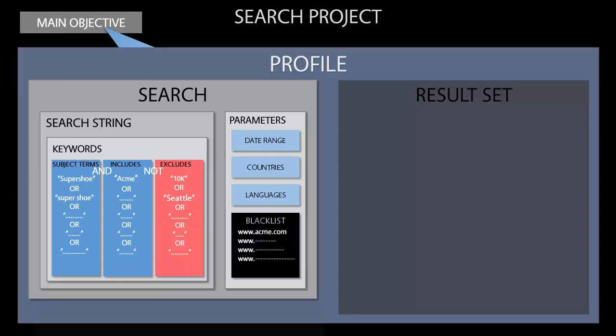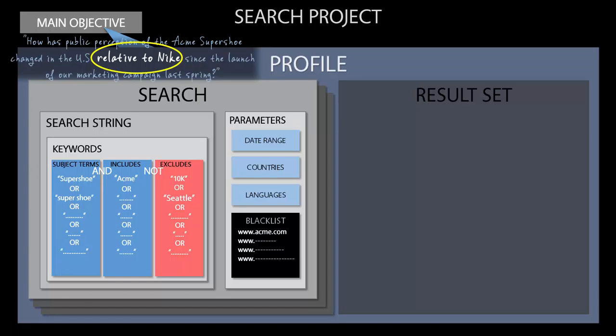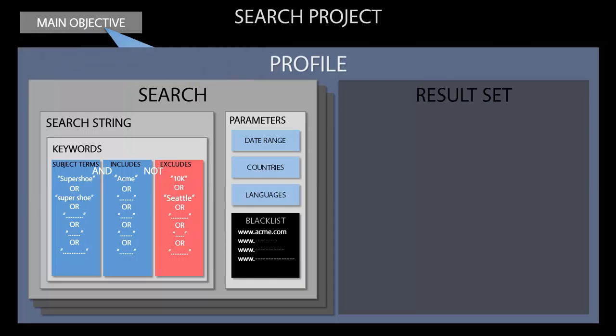Frequently, a single profile can contain more than one search for reasons of readability, organization, or performance. In our example, we want to compare Super Shoe content against Nike, so it would probably make sense to build a separate search for Nike-related content. For simplicity's sake, though, the profile we are using in this video series uses just a single search.